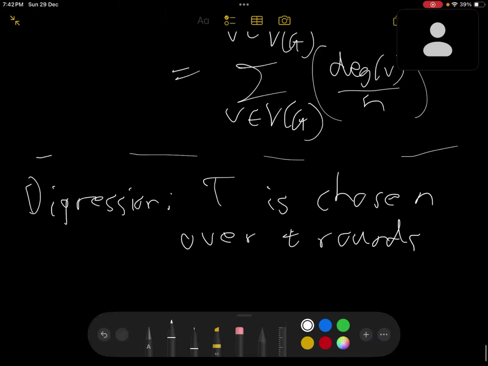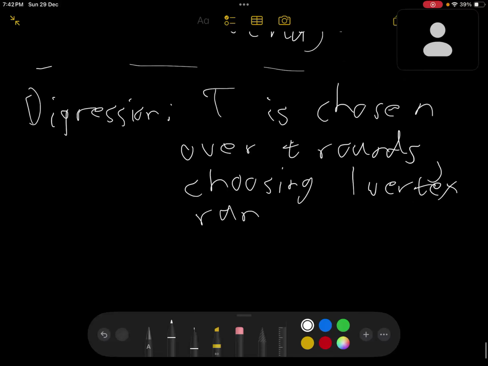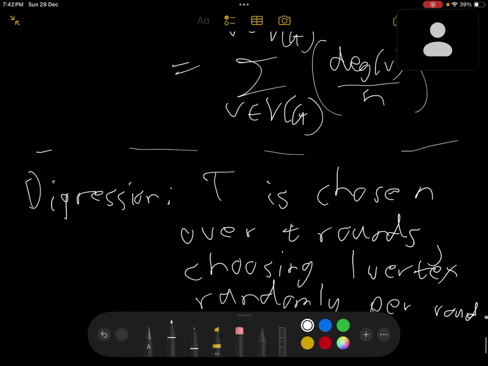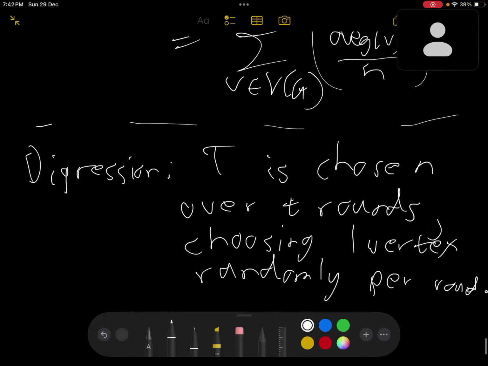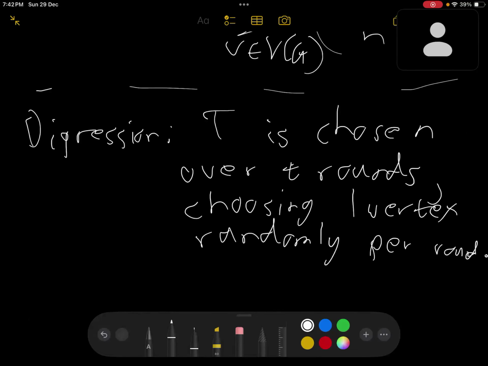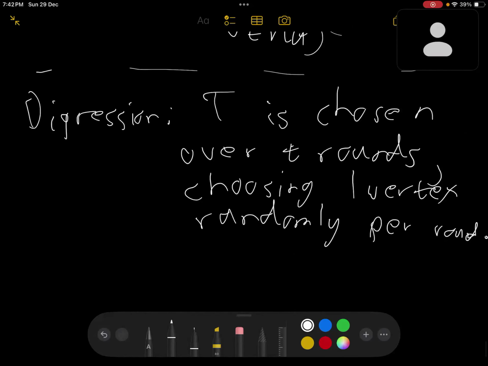T is chosen over small t rounds, choosing one vertex randomly per round. What we are doing is every round we are choosing one random vertex, adding it to T with replacement. So it's possible that the same vertex is chosen twice, but we don't care. T is not what we are after. We don't care about the size of T. This is how we are choosing T.